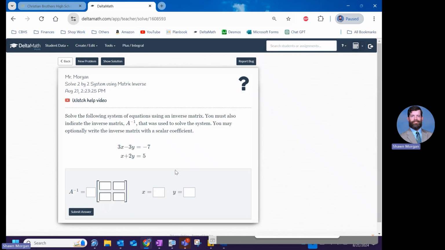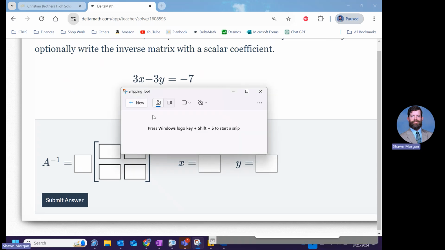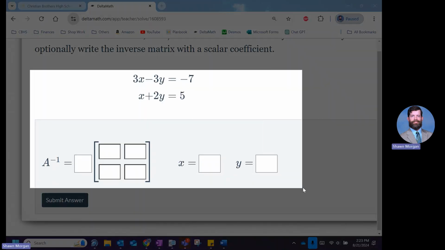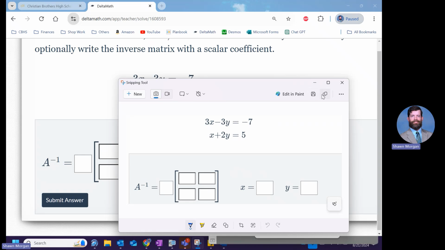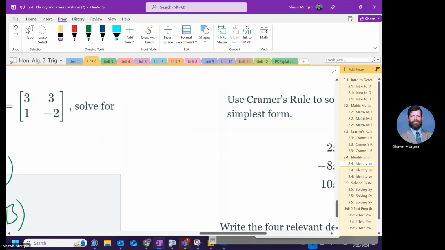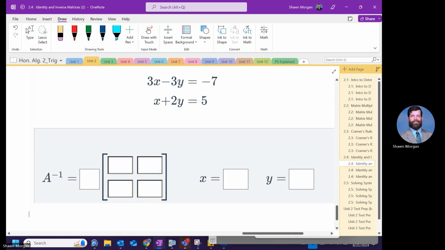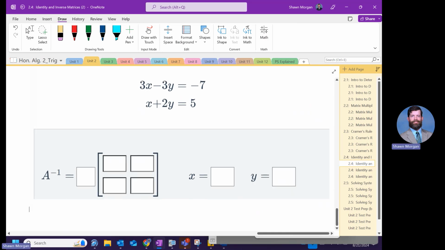Who's this? Will Plummer, we'll look at yours. So the hard part, I think, about these is going from the system. There's my snipping tool. There we go. Going from the system and actually solving it out. This is not using Cramer's rule. That's what 2.3 was about. This is turning it from a 2x2 system into a matrix equation.